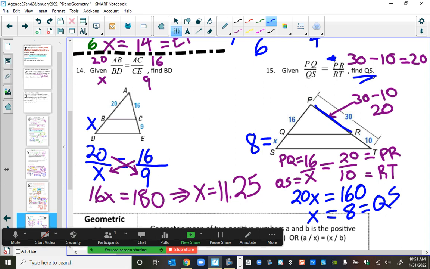All right. Now, real quick with the geometric mean, this one's going to be slightly different. Well, before we get to it, does anybody have any questions on these types of problems here? It's all about getting your setup.